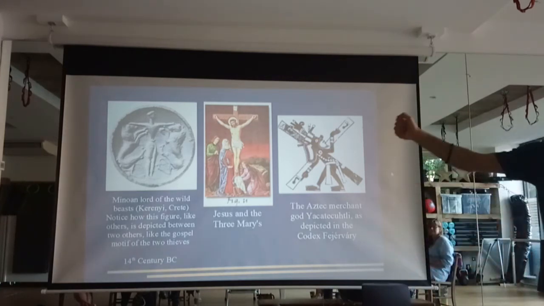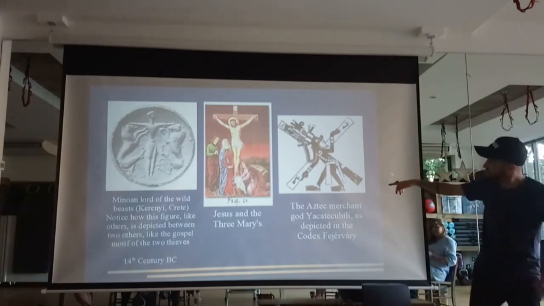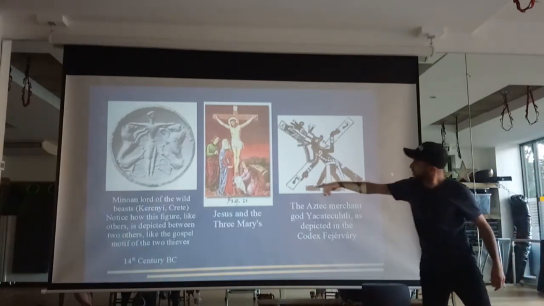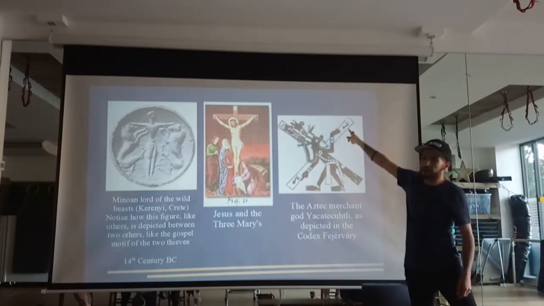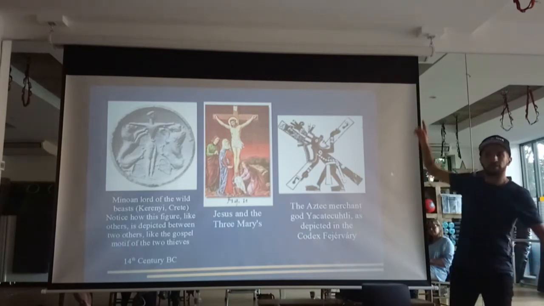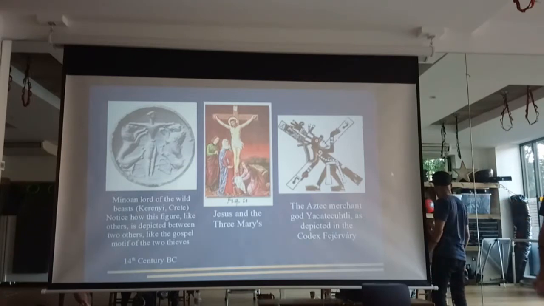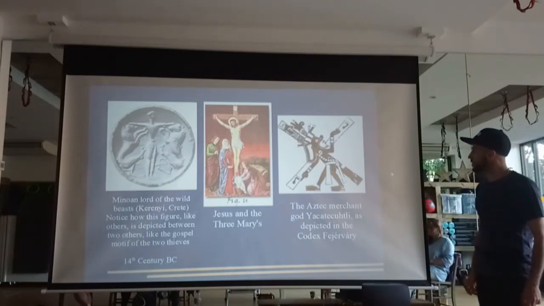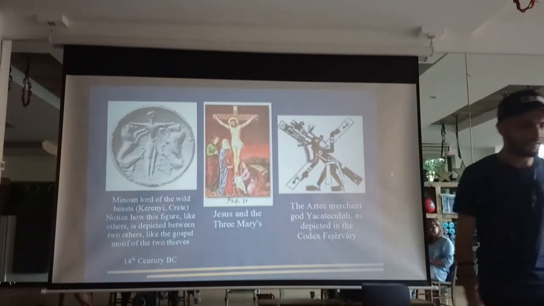But again, you can see him holding the cross, right? But he was actually a merchant god, and if you notice there, he's pointing a finger, and you can see footprints on the ends of the cross. And that's basically pointing northeast, south. He was also a traveling god and a merchant god. So also notice the X again.